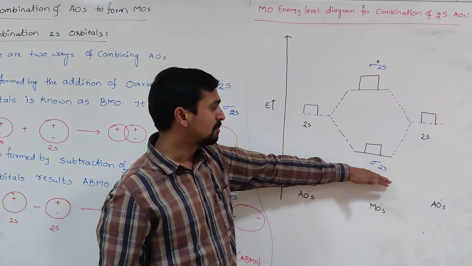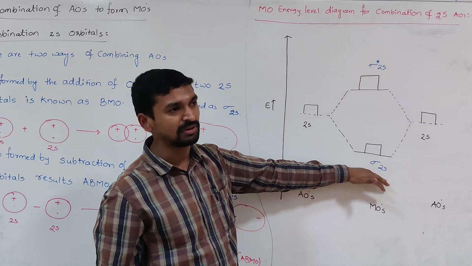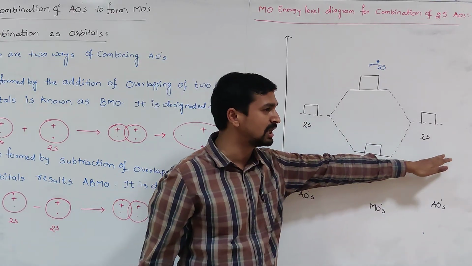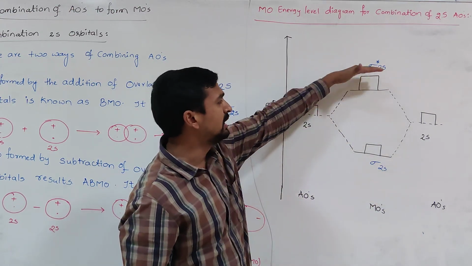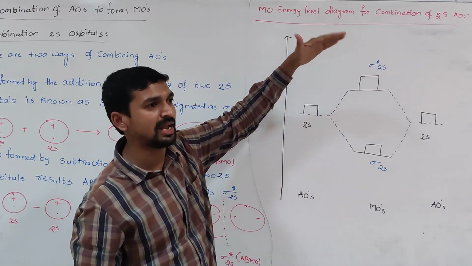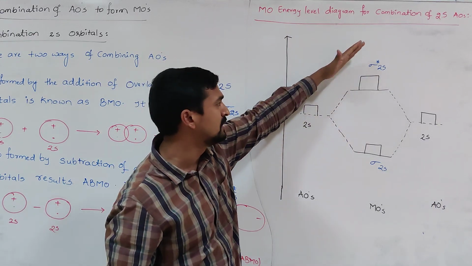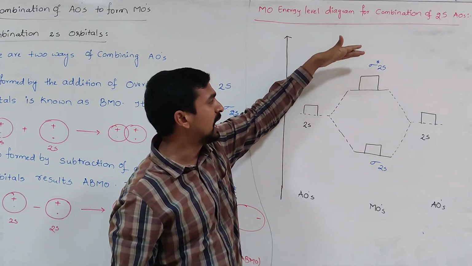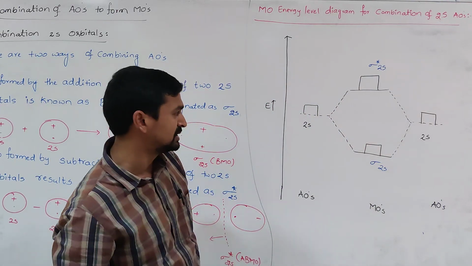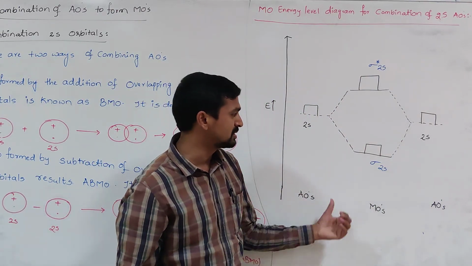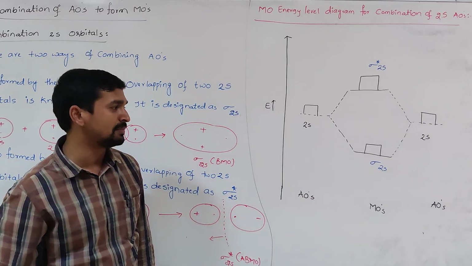We know that a bonding molecular orbital always has lower energy than either of the atomic orbitals. So that's why we write it below, sigma 2s. Then the anti-bonding molecular orbital has higher energy than either of the atomic orbitals, so we represent the anti-bonding molecular orbital here. This is the molecular orbital energy level diagram for the combination of the 2s atomic orbitals.